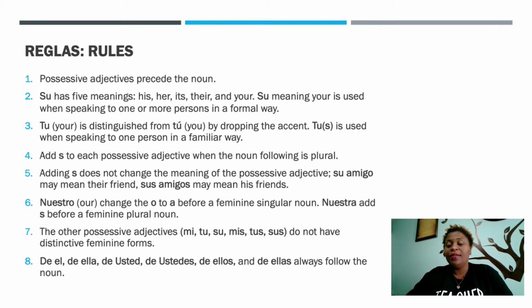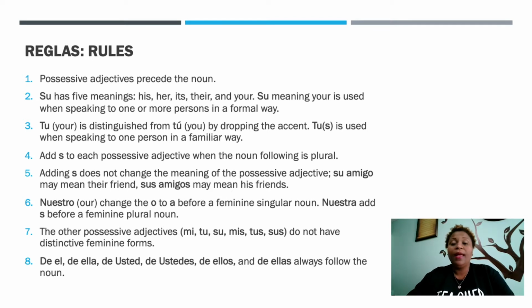Okay? Number 6, nuestro, our. You change the O to an A before a feminine singular noun. So you would say nuestra. And then you would add an S before a feminine plural noun. Number 7, the other possessive adjectives, mi, tu, su, mis, tus, and sus, do not have distinctive feminine forms.